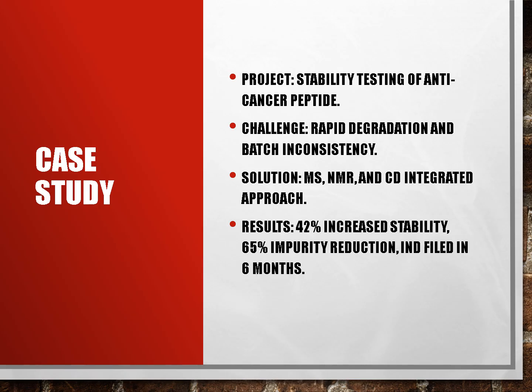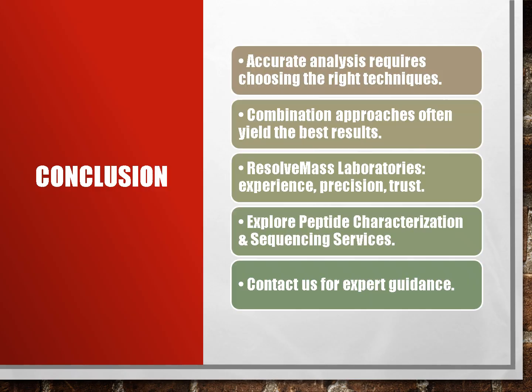The results were impressive. Batch stability improved by 42%, impurity levels dropped by 65%, and the client successfully filed their IND application within 6 months. This case highlights how combining multiple techniques gives a complete, actionable picture. So, what's the takeaway? Accurate peptide analysis isn't just about picking one technique. It's about understanding the strengths of each method and using them together.